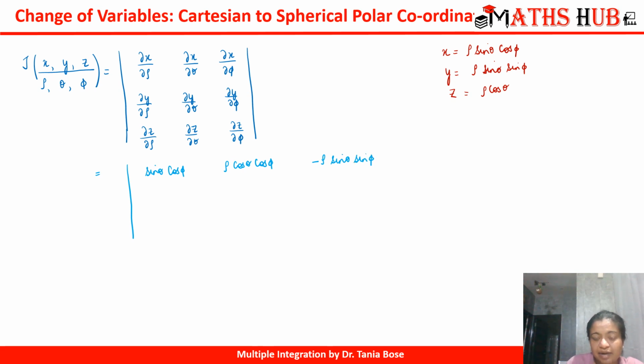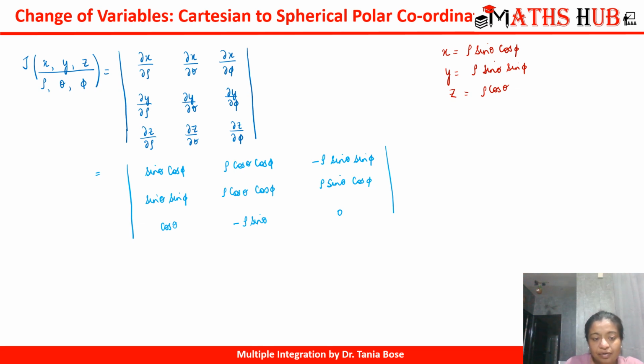Similarly, what is del y by del rho? Del y by del rho will be sin theta sin phi. Del y by del theta will become rho cos theta sin phi, and del y by del phi will become rho sin theta cos phi. And similarly, del z by del rho is cos theta. Del z by del theta is minus rho sin theta. And del z by del phi is equal to 0.